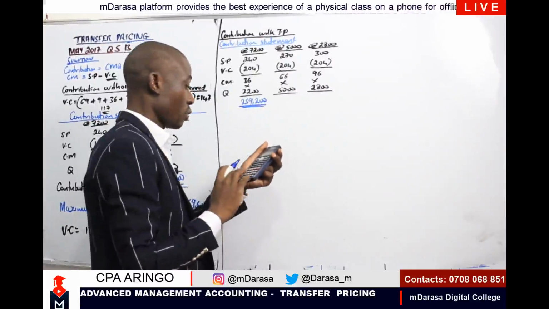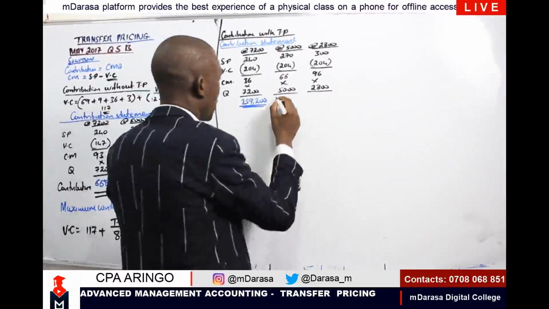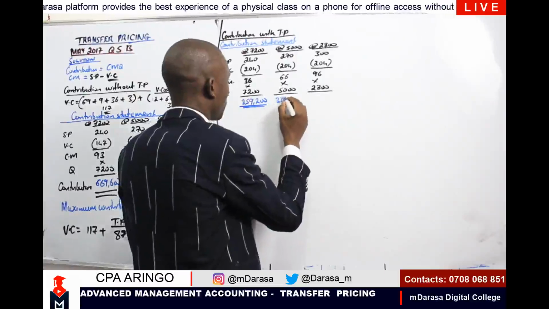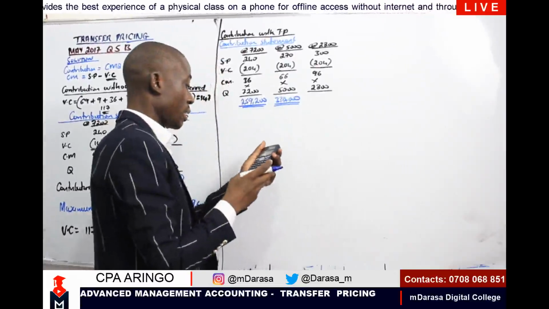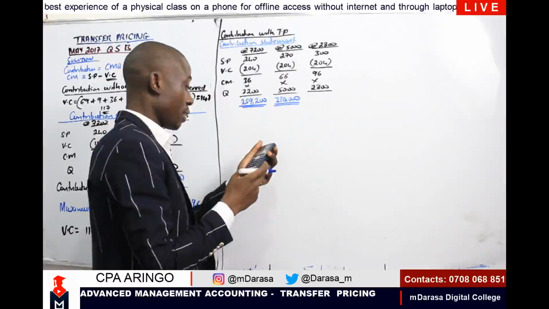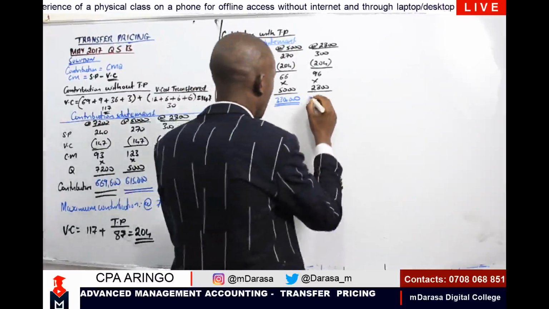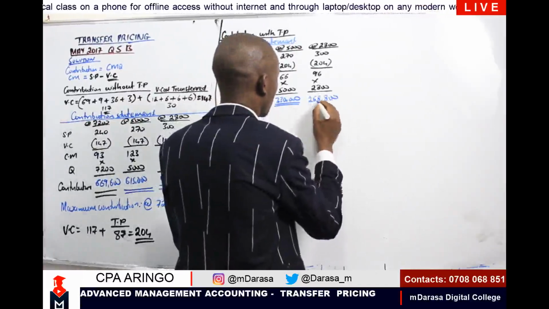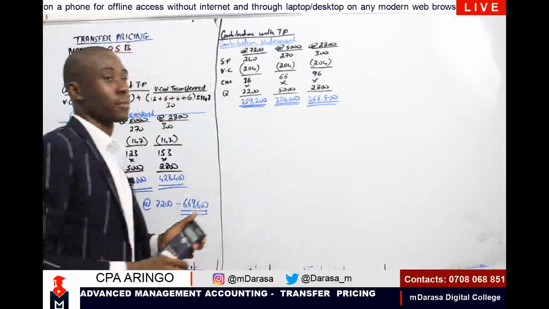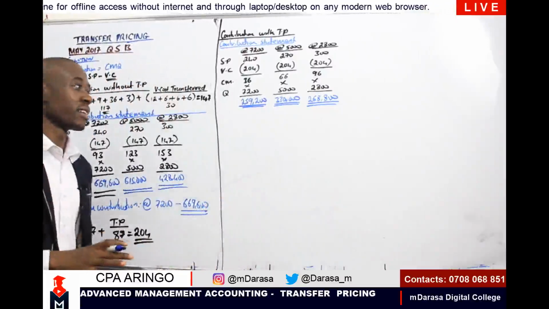66 by 5,000. That should give us 330,000. 2,800 by 96. That should give us 268,800. So that is what we should be having, right?